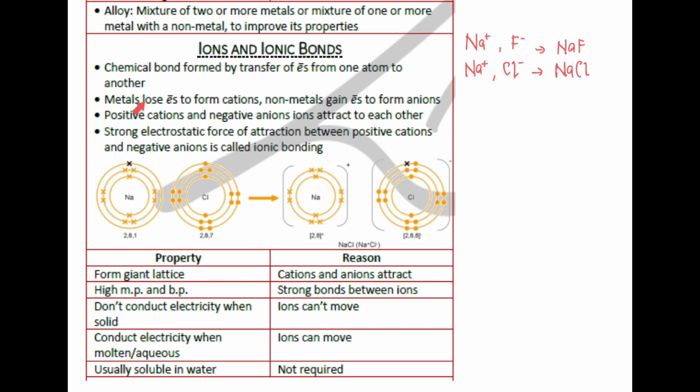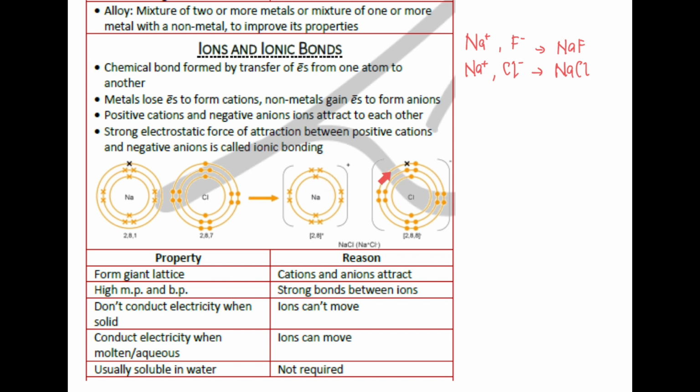In general, metals lose electrons. For example, sodium is a metal. It loses electrons to form a cation. Cation means positive ion. Non-metals, like chlorine, gain electrons, and they form anions, which means negative ions. Positive cation and negative anion. When you say negative anion, there's no need to say ions anymore. They attract each other.